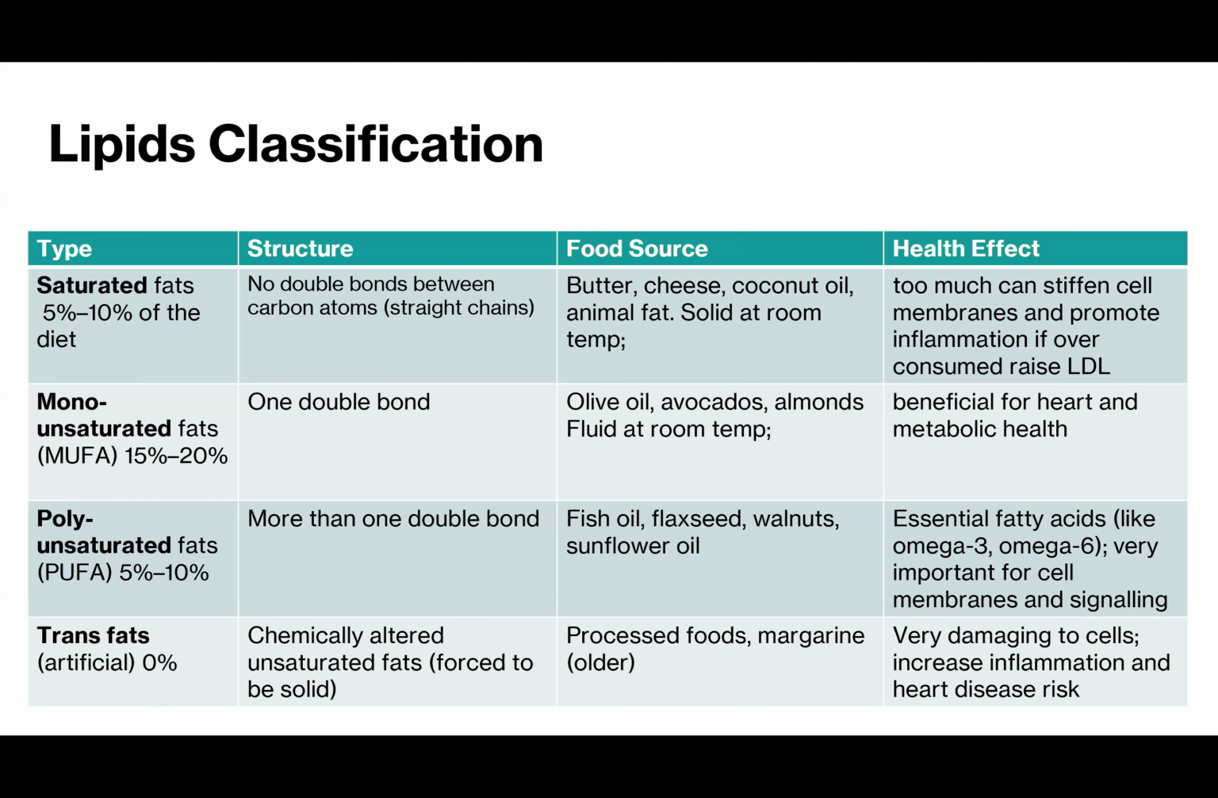So saturated fats, we want them to be around 5 to 10% of our diet. They don't have double bonds between carbon atoms, so they're straight chains. The main sources will be butter, cheese, coconut oil, and animal fats. They're solid at room temperature. So everything that is solid, like shea butter as well, or normal classic butters, will be saturated fat.